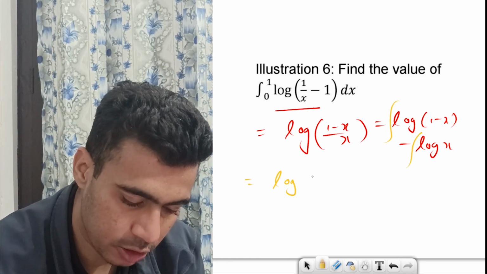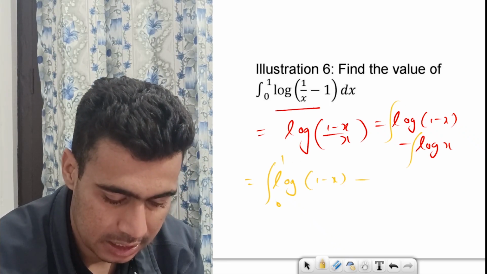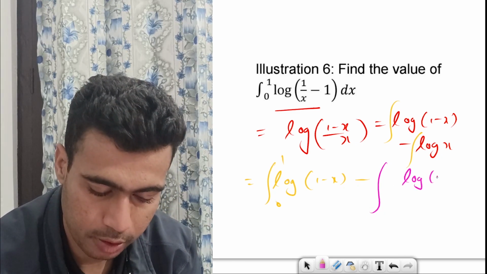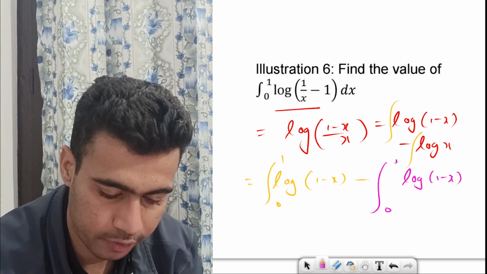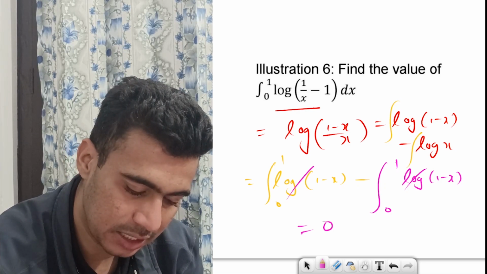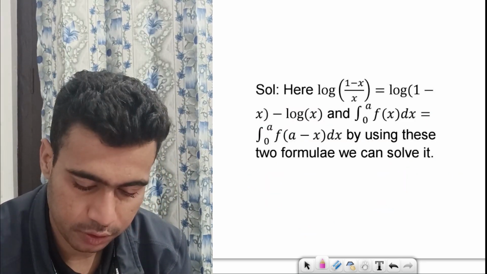Okay, after this, when I apply integration on this and this, the first expression I want to hold as it is, I wrote it from 0 to 1. In the second expression, as soon as I apply property number 4, it gets converted to log of (1 minus x), and the limit remains the same, that is 0 to 1. They will cancel out and I will get my answer as 0. Fine, so this question is very easy for you.